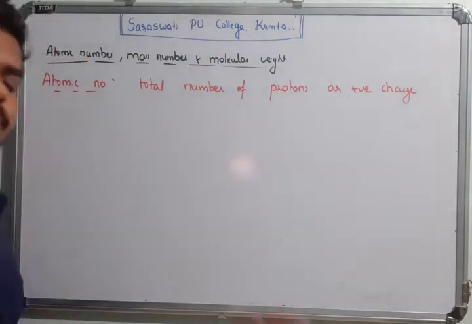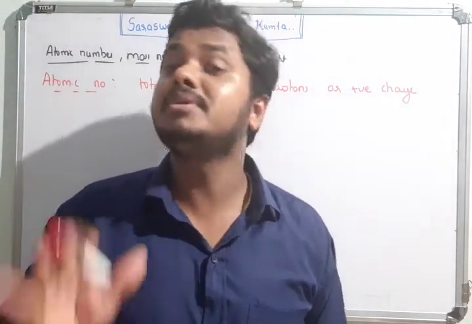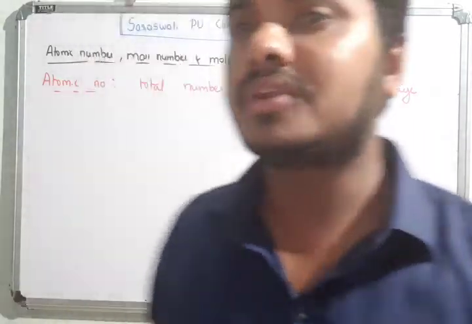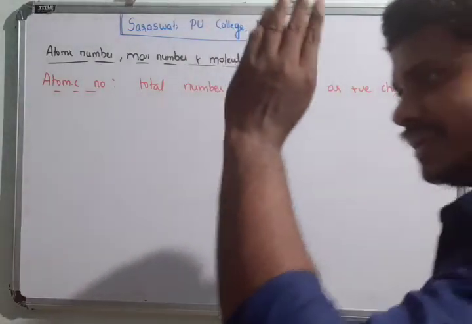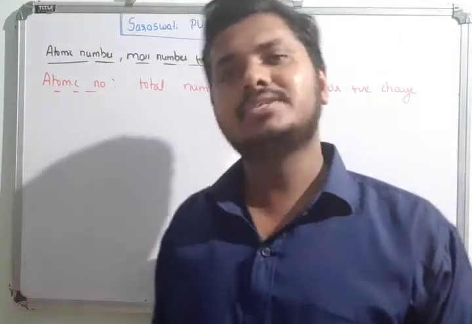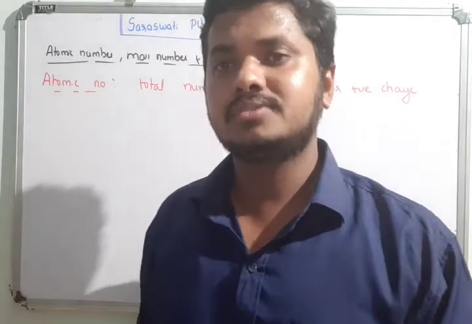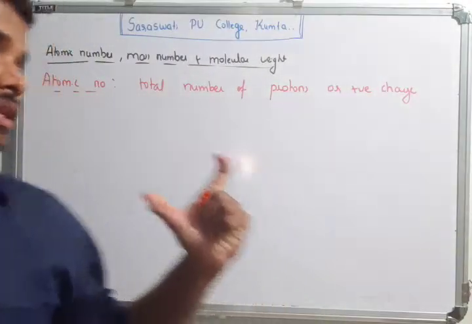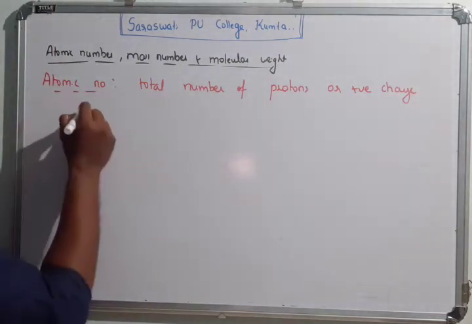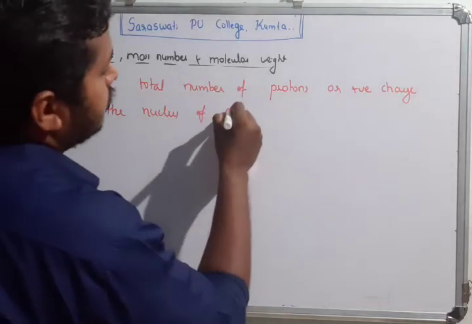We cannot change the proton number. If you change the proton number, then the atomic number changes. If you change the number of electrons, the atomic number remains the same. For example, if I take sodium and remove an electron, it remains sodium. But if you take sodium and remove a proton from it, it becomes different. So it's better to term it as the number of protons or positive charge in the nucleus of an element.